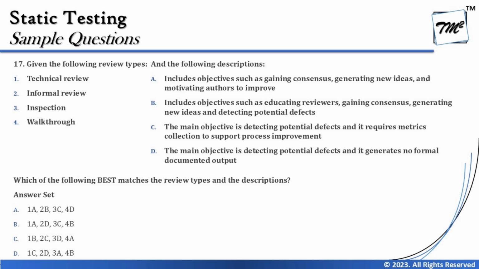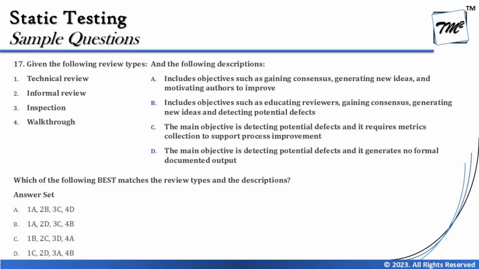Informal review goes to D because the main objective is detecting potential defects, and it generates no formal documented output. But for your information, walkthrough, technical review, and inspection, the other three types, have a review report, except informal review. So there's a key hint given to you that, of course, the objective is to find defects, but no formal documentation. And as that keyword is used, you can easily say that it is informal review as an objective.